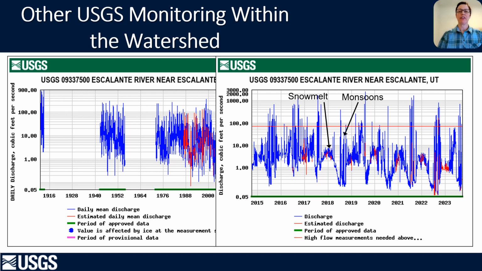On this hydrograph, it is easy to see the annual snowmelt signal in early spring, followed by the flashier monsoonal event signals during the summer of each year.